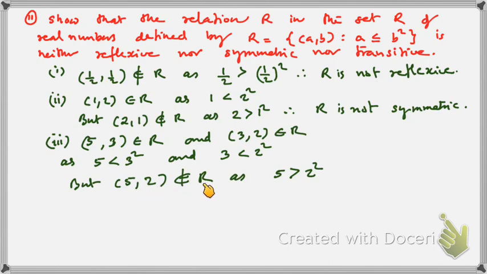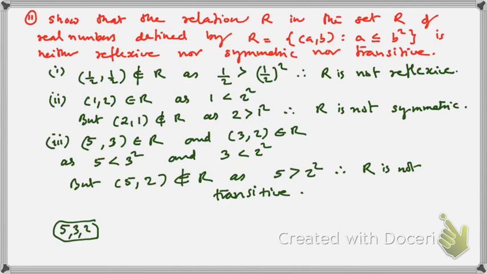(5, 2) does not belong to R because 5 happens to be bigger than 2 squared. A is bigger than 2 squared. The actual relation is A should be smaller than B squared, but I get 5 greater than 2 squared, and therefore R is not transitive. So the triplet you need to remember is 5, 3, 2, which will work smoothly there.